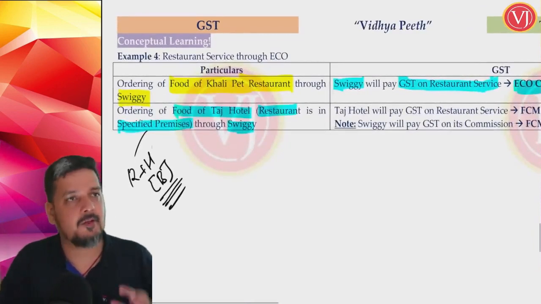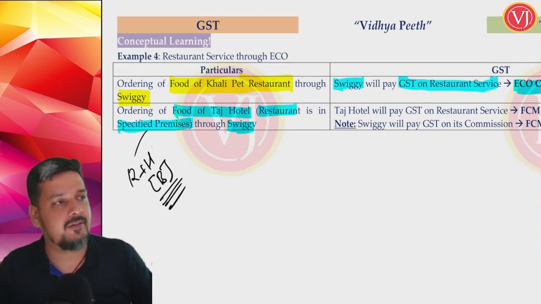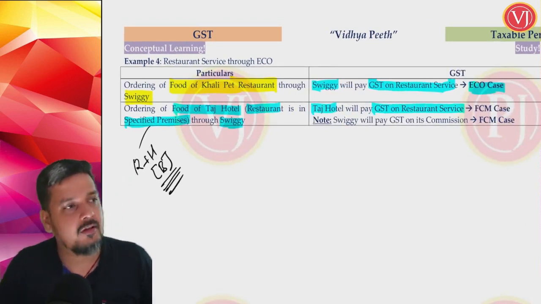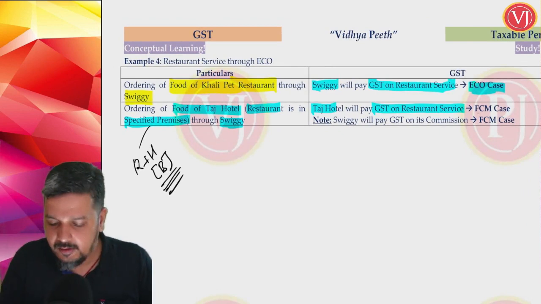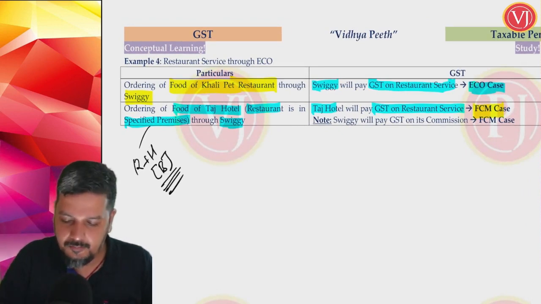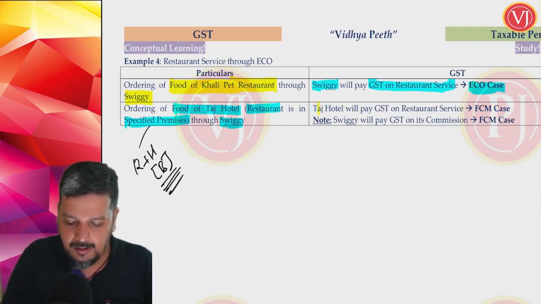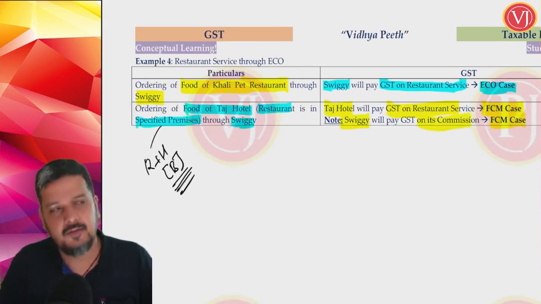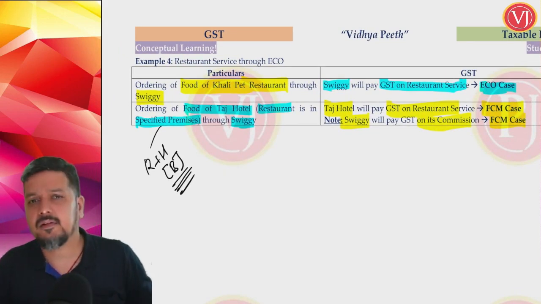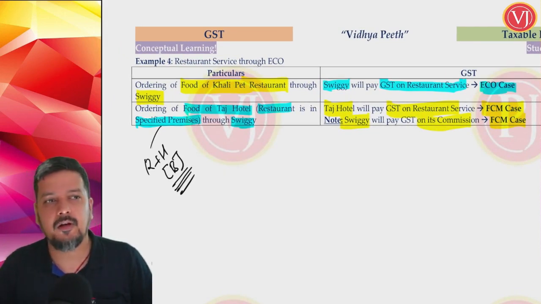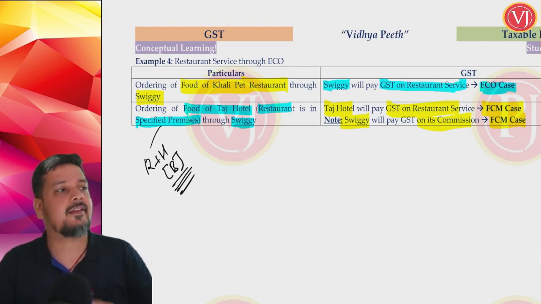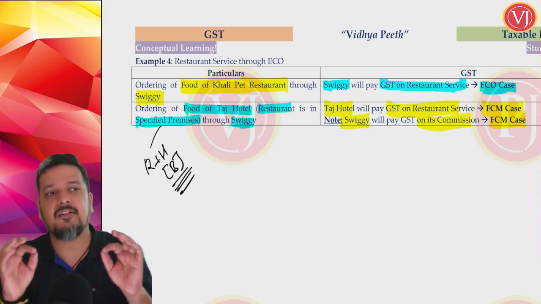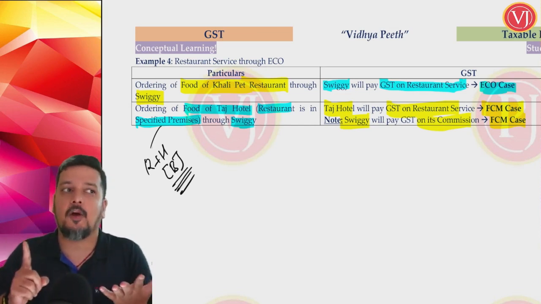So what will happen? Same 1,000 rupees restaurant and 100 rupees commission of Swiggy. Now Taj Hotel will pay GST on food services, restaurant services, 1,000, FCM case, and Swiggy will also pay GST, but only on its commission, FCM case. That's everything about your section 9.5, where neither supplier pays GST nor recipient pays GST, a third person pays GST, but do not have a confusion that just remembering the heading will help you out.